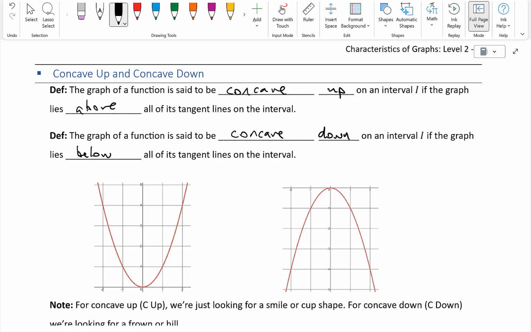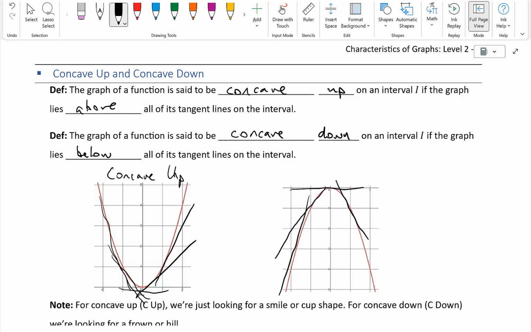And so we can see that with the pictures here and kind of call back to that difference quotient where we looked at the secant line versus the tangent line. But we can see all our tangent lines to the curve, if I can draw some right here. All these tangent lines would remain below. This would be our concave up. Really, we're looking for a cup shape. And then for the other one, for the graph to stay below all of its tangent lines, we're looking for that frown, or that concave down.